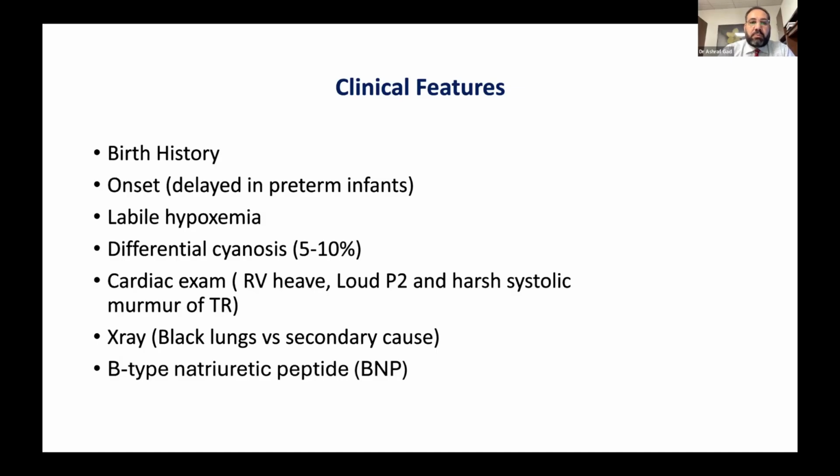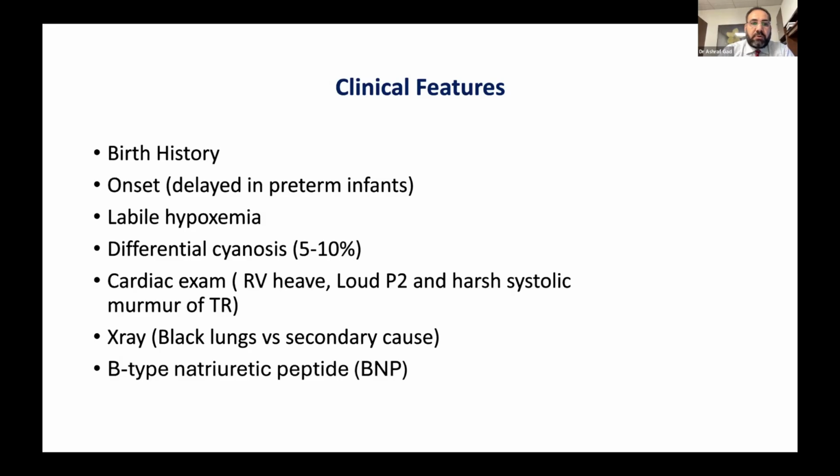The babies who are premature may not manifest immediately after birth, in contrast to full-term babies. And so we have to be watchful for this. Those babies will have labile hypoxemia, and they have differential cyanosis. As we all know, they may or may not have differential cyanosis. They may have some murmur and heave on cardiac exam.